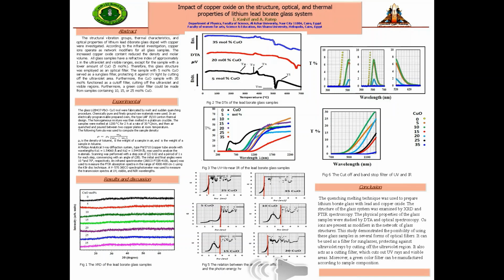From figure 3, which we can explain more clearly in figure 6, we found that the peak in the visible region means the glass sample could be used as a green color filter, more clearly in the samples containing 10 and 15 mole percent of copper oxide. Furthermore, the sample with a low concentration of copper oxide can be used as a sunglass filter blocking all UV wavelengths, and with increasing copper concentration could be used as a cut-off filter blocking all UV and visible wavelengths.